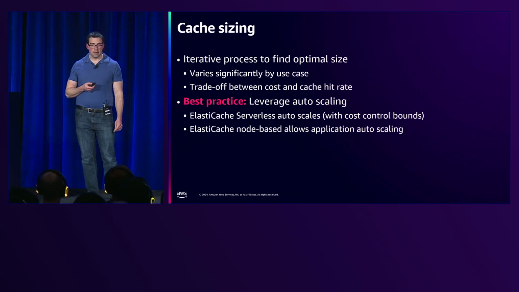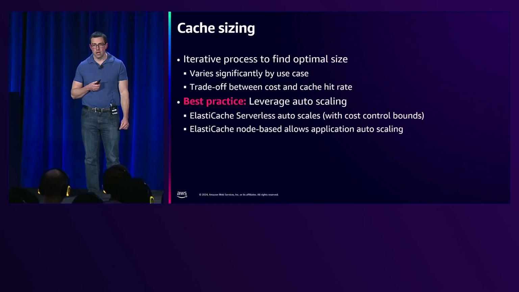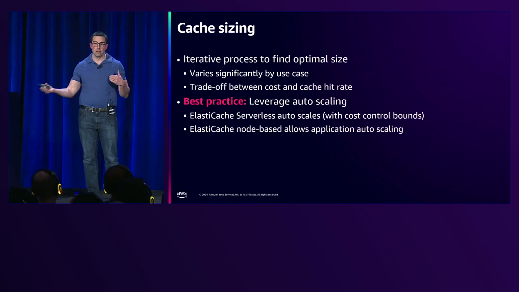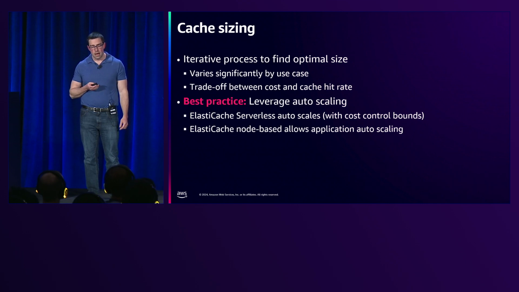In general, one best practice here is to leverage auto-scaling, which can figure out some of this for you. We have two different modes within ElastiCache. One is ElastiCache Serverless, which can auto-scale under the hood. You don't have to do anything for it. You're charged only for the data set storage size that you store at any given point in time, as well as the requests that you make. So it's completely serverless. It does allow you to set cost control bounds. So say I don't really want to store more than this number of gigabytes of data. You're able to do that, and eviction will start kicking in once it's scaled up to that size.